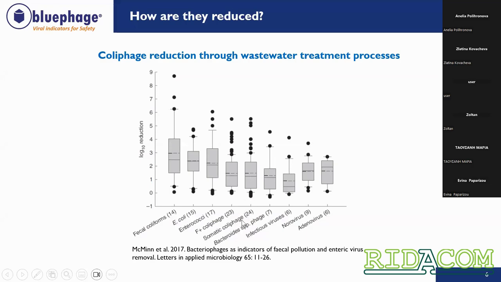So when we treat water, check the coliphages, and see how they have been reduced, we have very important information about the viral pathogens, because the reduction of the coliphages is very similar to that of the viral pathogens. That is one of the reasons that coliphages have been defined as the new indicator for viral contamination, but also for fecal contamination.